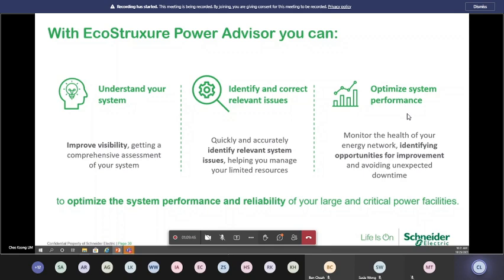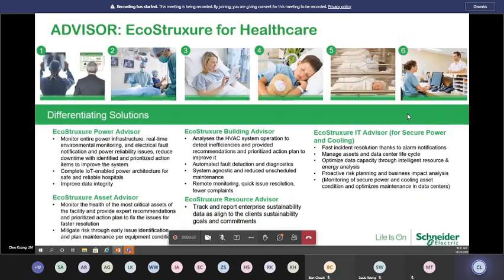All right. So let's move quickly. In the advisor series, or rather in the analytics world for Schneider Electric, we call them the advisor series. There are multiple advisors. We can have power advisors, building advisors, IT, asset, and so on. The question here is sometimes, why do you have so many advisors?